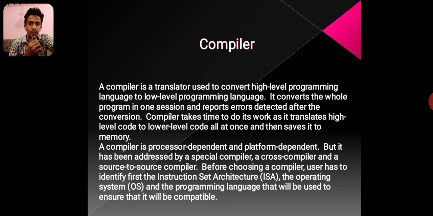A compiler is processor dependent and platform dependent, but this has been addressed by special compilers, a cross compiler and a source-to-source compiler. Before choosing a compiler, the user has to first identify the instruction set architecture, ISA. The operating system, OS, and the programming language that will be used must also be identified to ensure that it will be compatible.